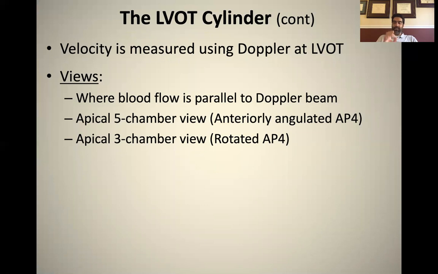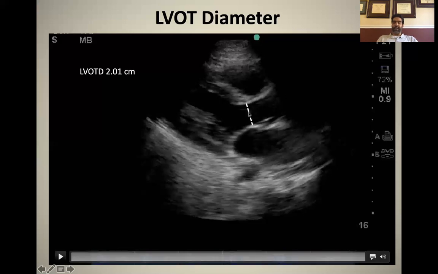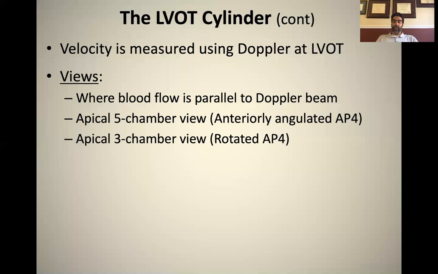In order to measure the velocity, the second part of Poiseuille's equation, we use Doppler. So remember we said we use pulse wave Doppler and we put it at the LVOT. Okay, but we cannot measure velocity in this view, right? Because blood is going this way, which is going to be perpendicular to your sound wave. Okay, so we have to go into a view where the blood flow is parallel, or as parallel as possible, to the Doppler beam. So it has to be in one of the apical views where the aortic valve and LVOT are visible. So that means either the apical 5-chamber view, which is basically the apical 4-chamber view angled anteriorly, so you bring in the aortic valve, or what's called the apical 3-chamber view, which is basically a rotated apical 4.